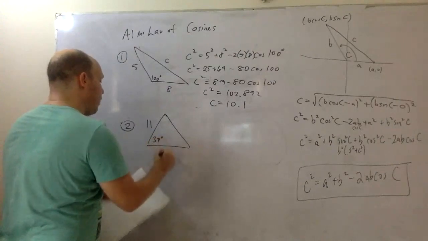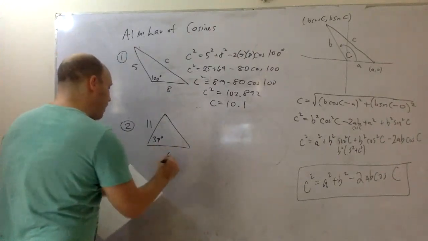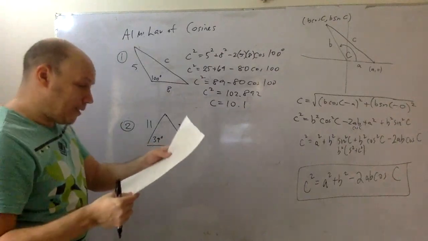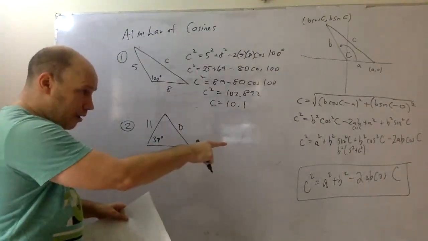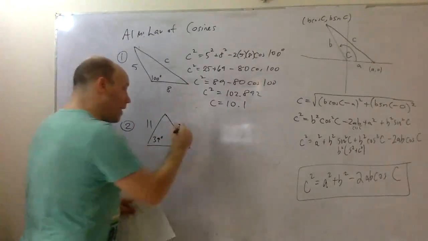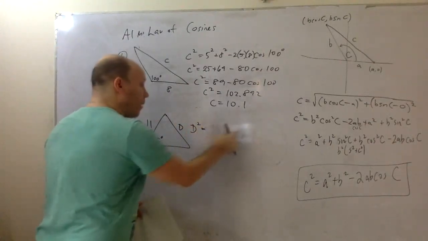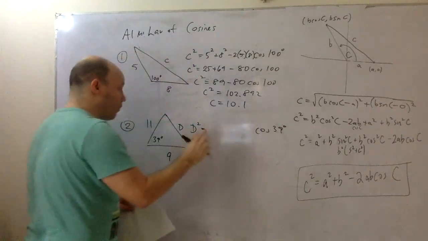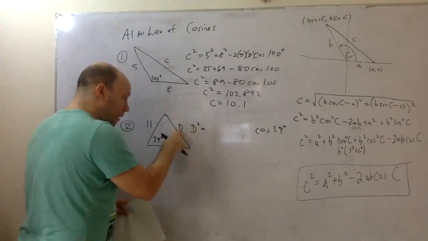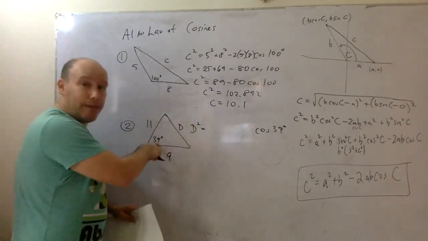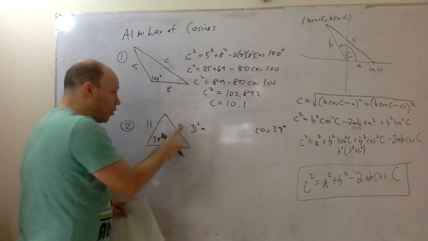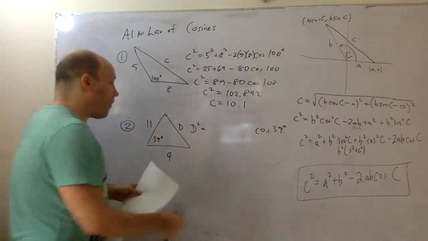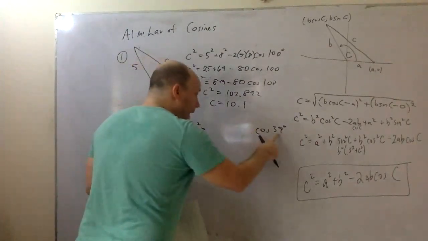11, 39 degrees, 9, and let's call this D. And so you want to find length D. So once again, we have the formula. Once again, the way I do it is D squared equals blah, blah, blah, blah, blah, cosine of 39 degrees. Once again, please remember the missing side is opposite the angle that's given that you're using. You don't need to use the longest side. Clearly, this is not the longest side. But whatever side you use, that has to be opposite the angle.